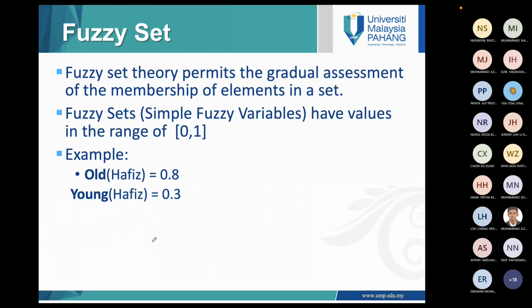On the other hand, fuzzy set theory permits the gradual assessment of the membership of an element in a set. Fuzzy sets have values in the range of 0 to 1. So let's see, if we have two values here, 0.3 and 0.8.